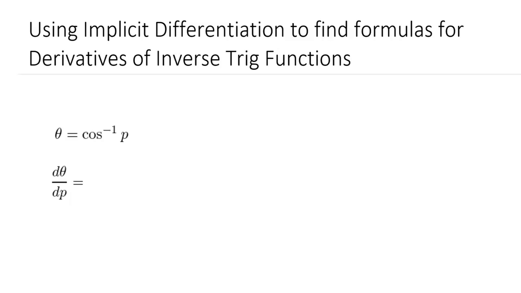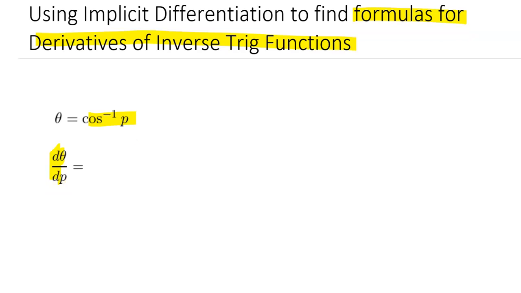One thing we can use implicit differentiation for is to derive the formulas for the derivatives of inverse trig functions. In this video, we'll derive the formula for the derivative of inverse cosine. Let's start from a graphical perspective, and let's think first, instead of inverse cosine, about the graph of cosine.